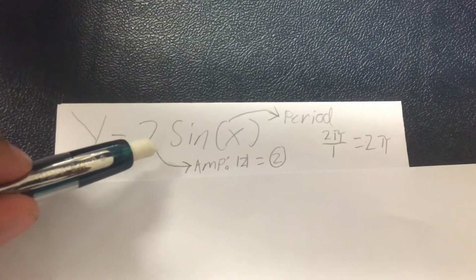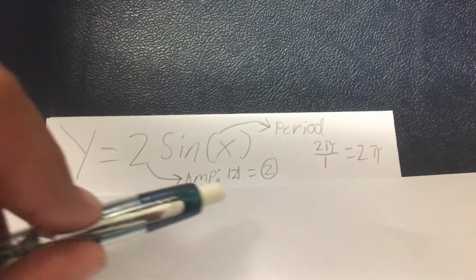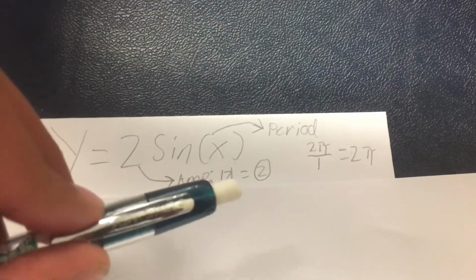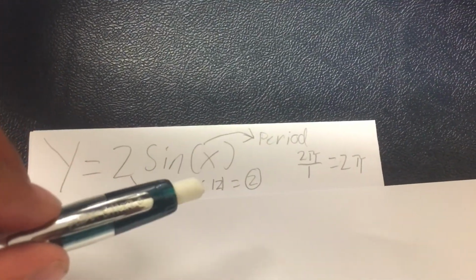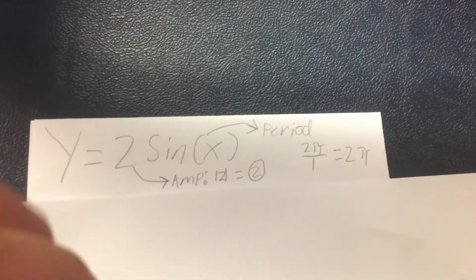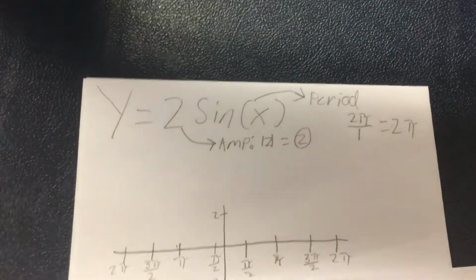And then to figure out the amplitude, you take the absolute value of the number. So if it were negative, it would be positive after you take the absolute value. The absolute value of 2 would be 2.